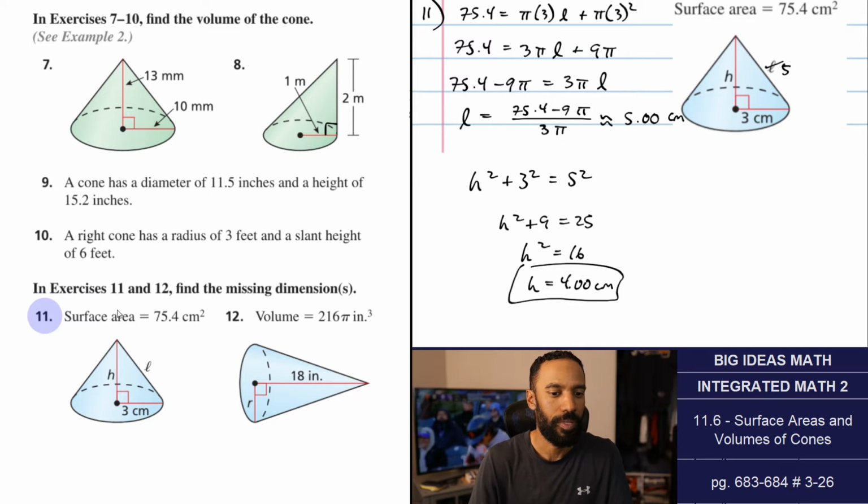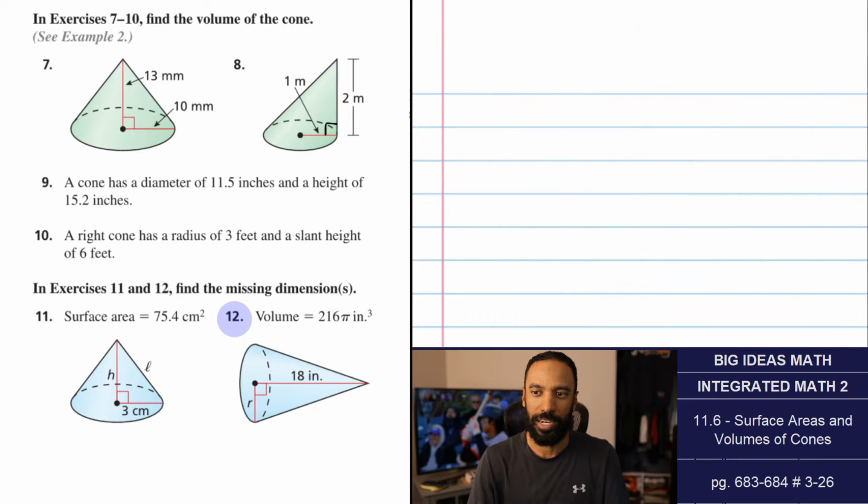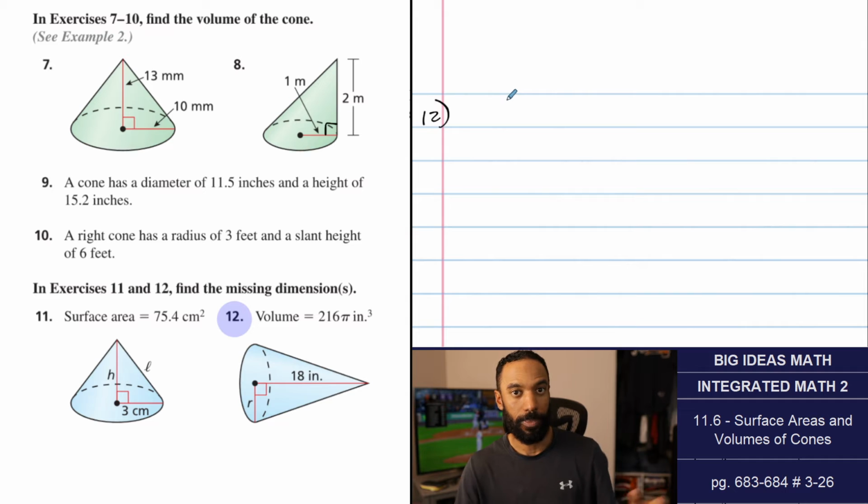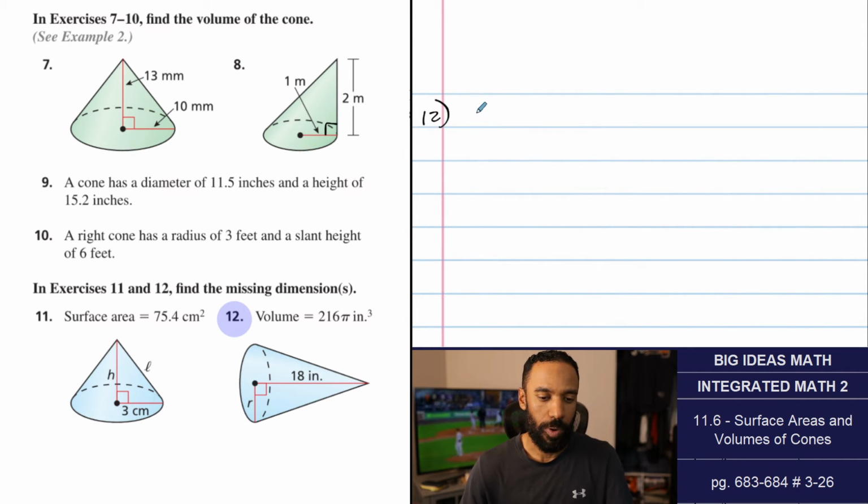Number 12. This time they give you the volume. Volume is 1/3 area of base times height. And this is a cone that's tipped over. That doesn't change that the base is still the circle, and the lateral face and all that is the other part. So the radius is what we're trying to find.